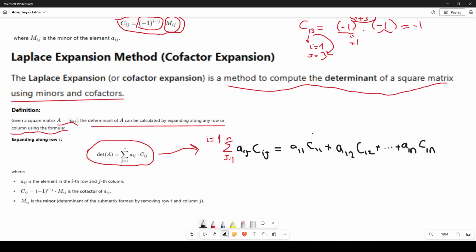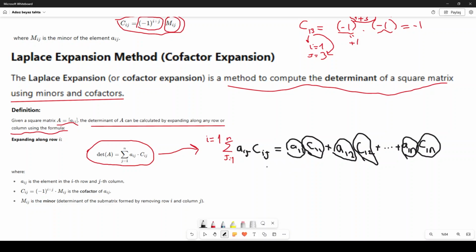Alright, now Aij values actually are the components of the original matrix, where Cij values are the cofactor values of the corresponding entries. So we multiply them and take the summation. That's it. And this is how it works. And actually, I expand along the first row.